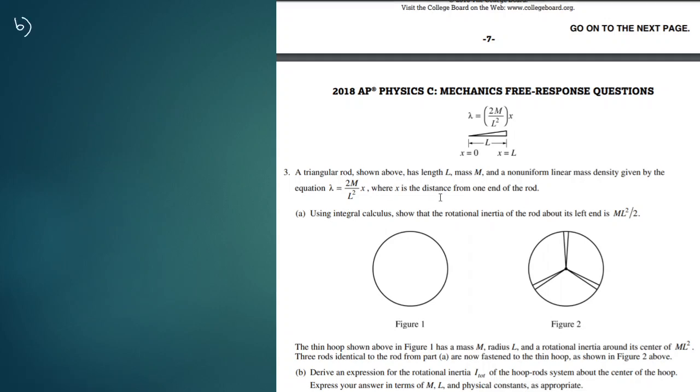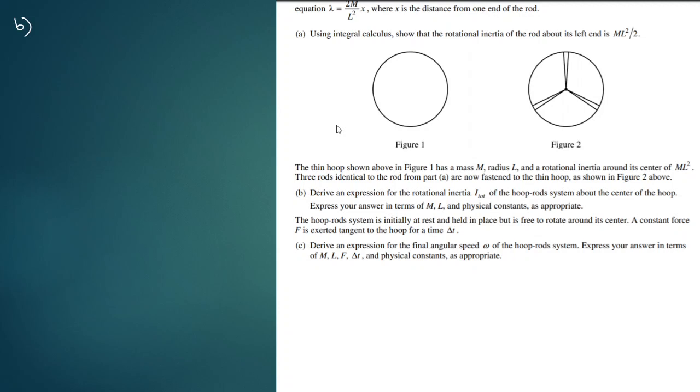Okay, for part B, it says derive an expression for the rotational inertia I total of the hoop-rod system about the center of the loop. So we have a hoop with mass m, radius L, and a rotational inertia about the center of mL squared. We also have 3 rods, which are identical to the ones that we found earlier. So they'll have the same mass, radius, and rotational inertia, the rotational inertia being the one that we found in part A as mL squared over 2. Keep in mind that that's about the left end of the rod, and if you look in the picture, the left end will be in the center, so they'll coincide perfectly, and so that should be a hint. So we're trying to find the total inertia about the center of the loop.